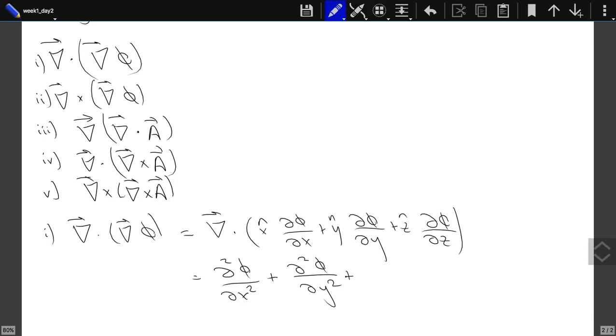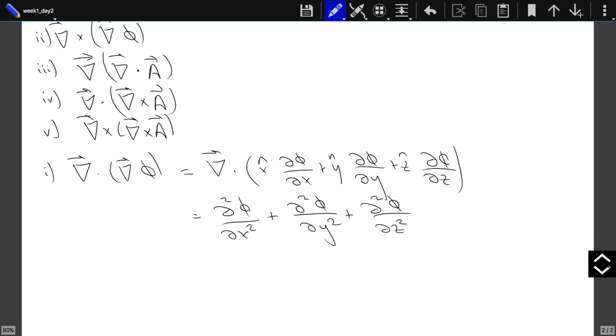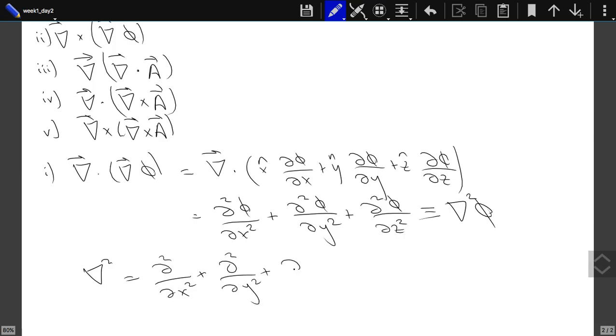And similarly for the z components. The z component is the derivative with respect to z. The z component is the derivative of phi with respect to z. You multiply them, you get the second derivative. Which we usually write in this form. We define another differential operator. This is our definition. It's called the Laplacian.